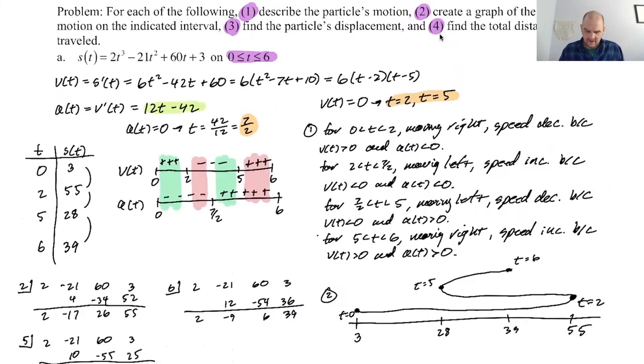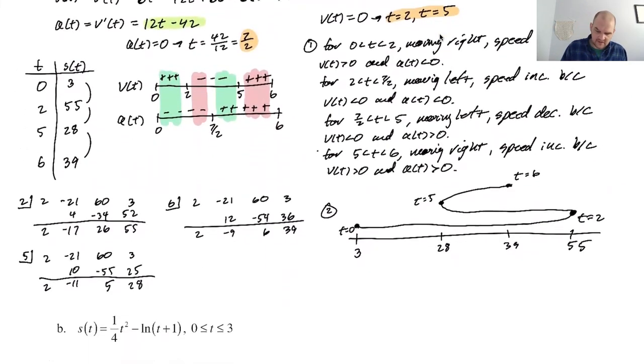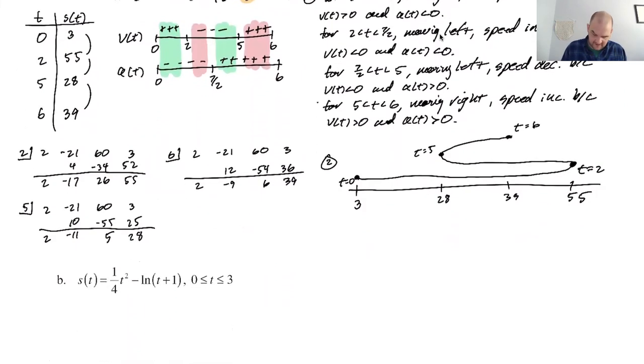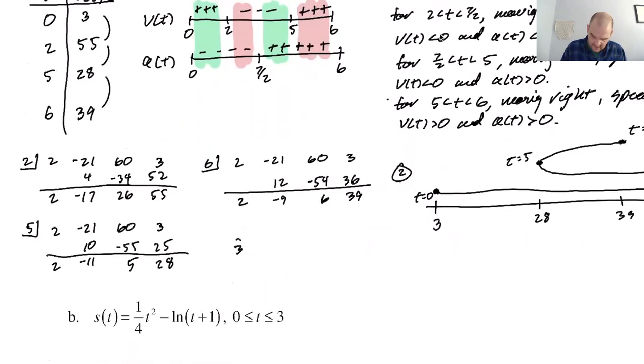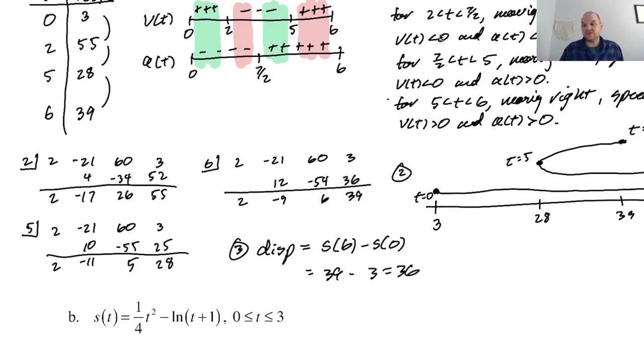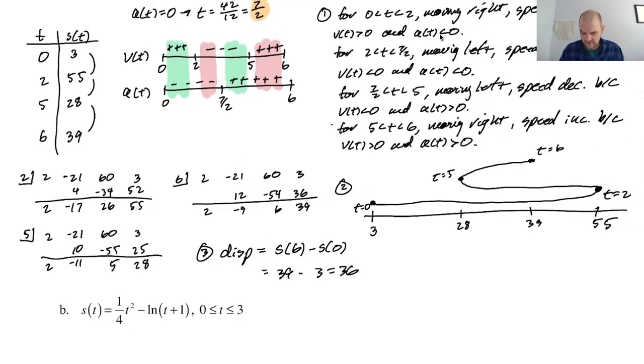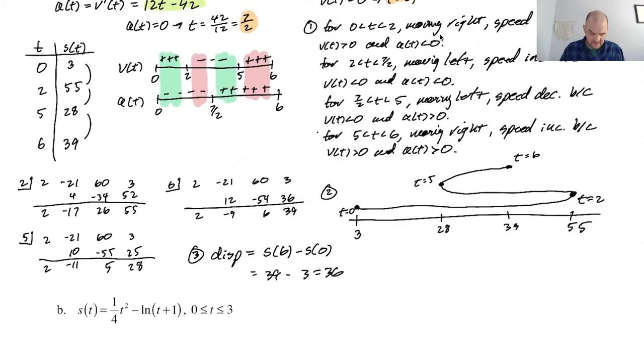All right, find the particle's displacement. Displacement is the easiest thing to find because the displacement from 0 to 6 is really just going to be the position at 6 minus the position at 0. So that's just going to be 39 minus 3, 36 units, I guess, because we don't really have units on this problem. So that would be my answer there.